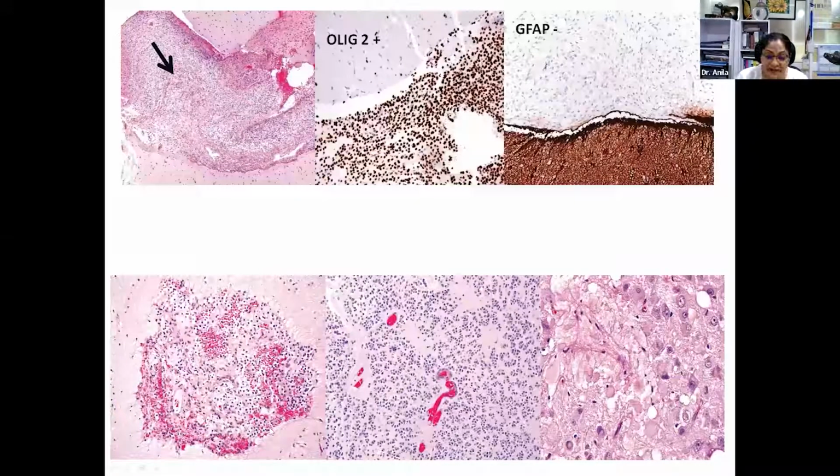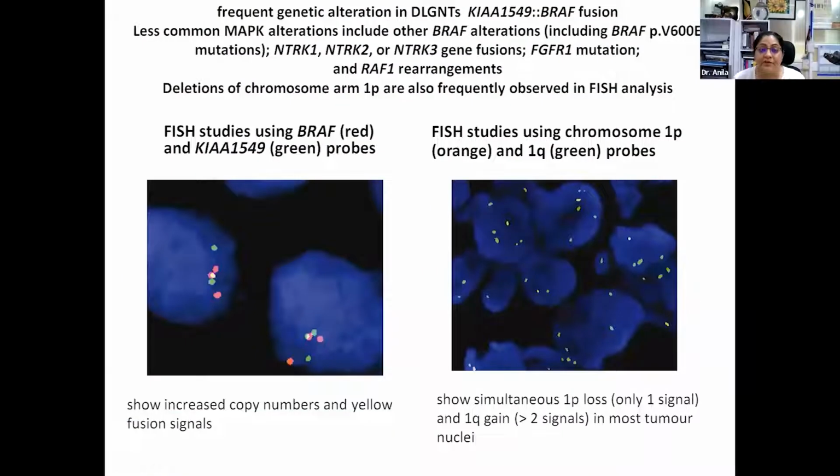It even encroaches and creeps along the Virchow-Robin spaces around the blood vessels. The tumor cells are neurocytic, small and blue, or sometimes they can even look like ganglion cells. The frequent genetic alteration in these tumors is the KIAA1549-BRAF fusion. Less common are other MAP kinase alterations. There is deletion of chromosome arm 1p, which can be seen by FISH. In this FISH study using BRAF probe in red and KIAA1549 gene probe, there are increased copy numbers and yellow fusion signals, and there is simultaneous 1p loss and 1q gain in most of the tumor cell nuclei.